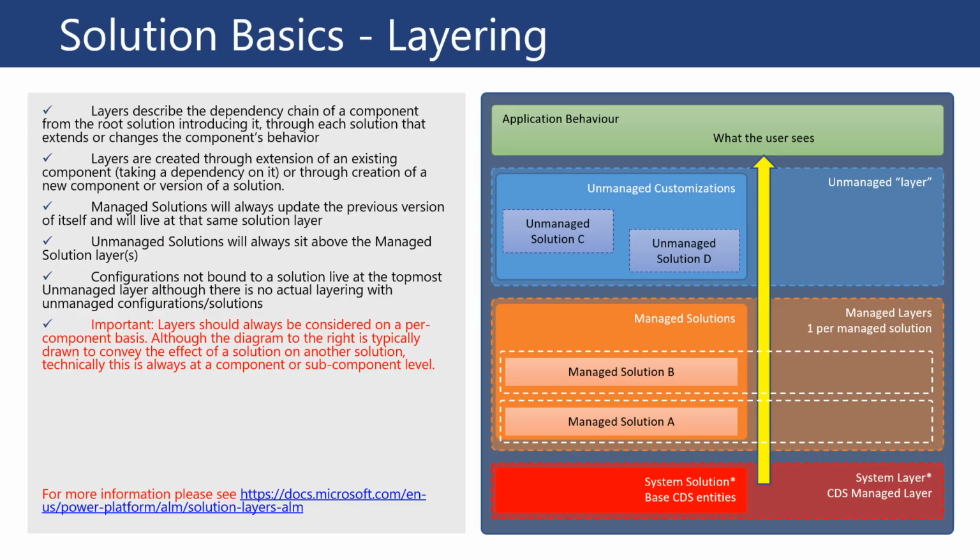Another key element of understanding solutions is layering. Layers describe the dependency chain of a component from the root solution that introduces it through each solution that extends or changes that component's behavior. Layers are created through extension of an existing component where it creates a dependency, or through creation of a new component or version of a solution. Layering occurs on import of solutions when a specific component is affected by a change within one or more imported solutions. Layers should be considered on a per-component basis. Although the diagram to the right is typically drawn to convey the effect of a solution on another solution, technically, this is evaluated at the component or subcomponent level.